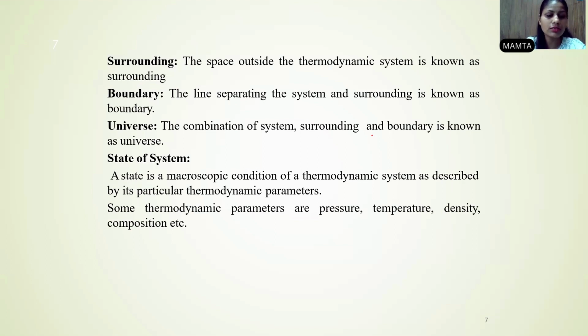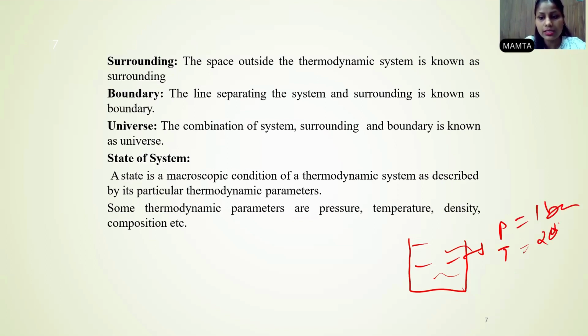If we talk about the state of the system, state is basically the macroscopic condition of a thermodynamic system. The thermodynamic parameters such as pressure, temperature, density basically define the state of the system. For example, if this is a flask with some liquid at some pressure and some temperature, say it is at 1 bar and 20 degrees Celsius, this is a particular state of that system. It has some pressure, some temperature, some volume. So this defines the state of the system, right?